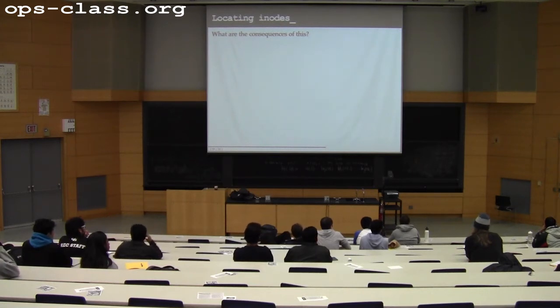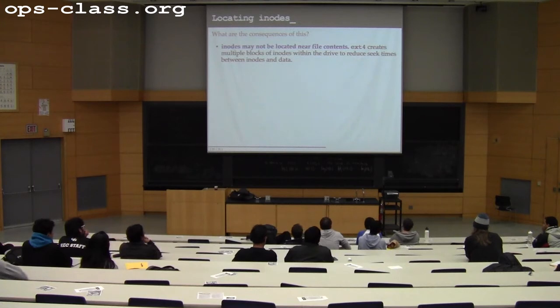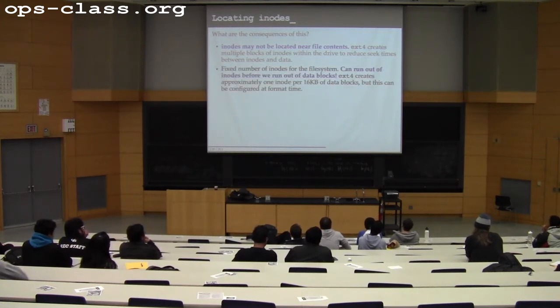But what else? All the inodes are created at format time. They're all put there on the disk. There are two consequences. One is that I can run out of inodes. This actually happened to me once. I had a file system that had a lot of very small files, and it turned out that I ran out of inodes before I ran out of data blocks.